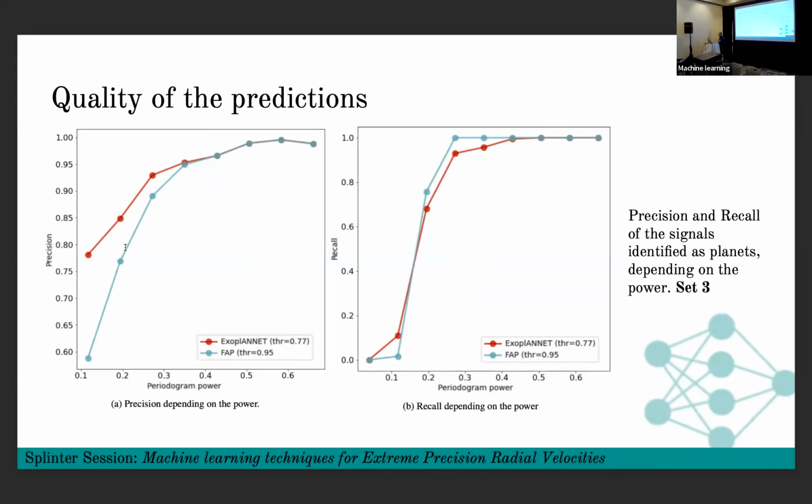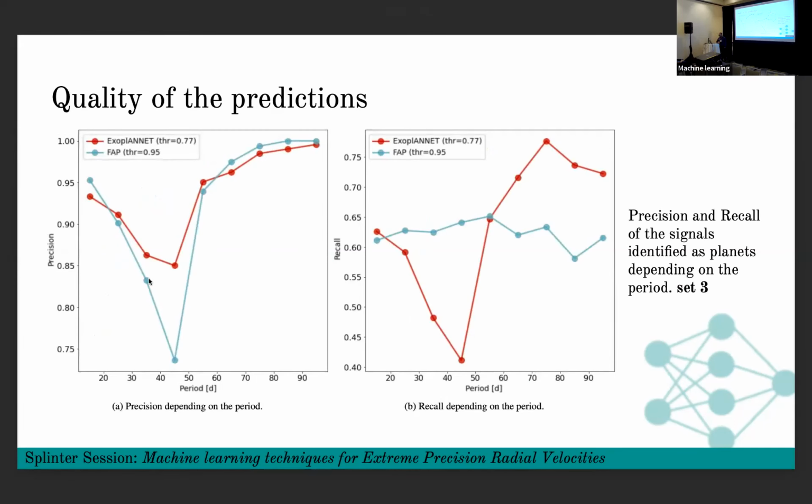Let's make a last comparison by plotting the precision and recall of the signals identified as planets, depending on the power, over set 3. The curves for both methods are similar, but for low power peaks, exoplanet is more precise.